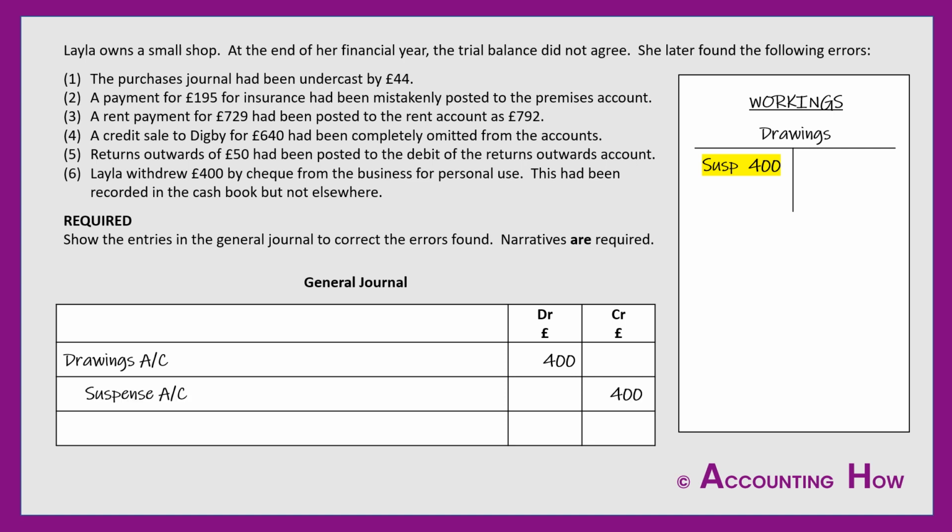Error number 4 was an error of omission because she'd missed out the whole double entry, but this time she's just missed out half the double entry. And so we've just referred to this as an error of partial omission. Sometimes people refer to it as an incomplete double entry.